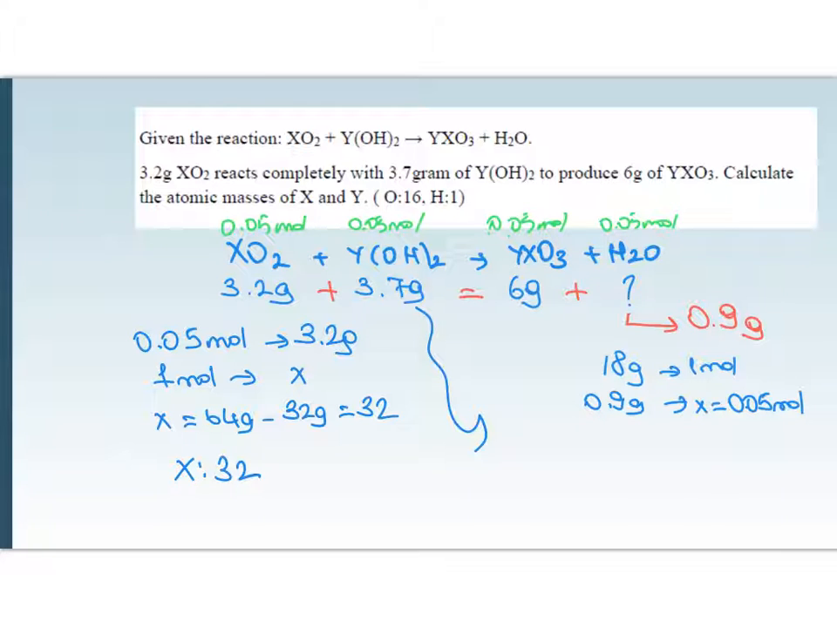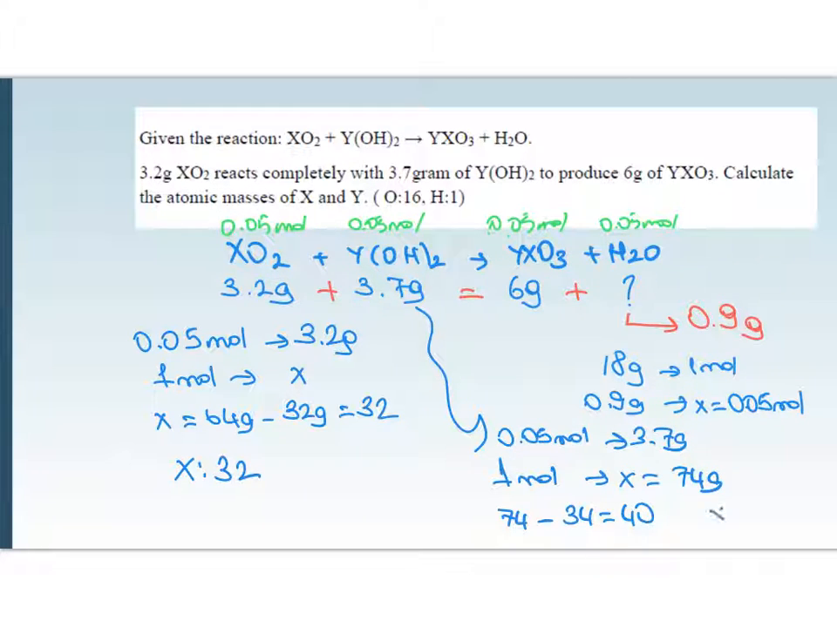So comes this one. 0.05 mole of Y hydroxide is 3.7 grams. So what about 1 mole of it? This is going to be equal to 74. So 74 minus 2 hydroxide, which is 34. So Y is going to be 40 here. So X is supposed to be the sulfur and Y is supposed to be the calcium atom.